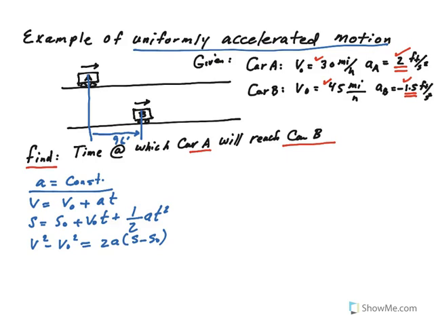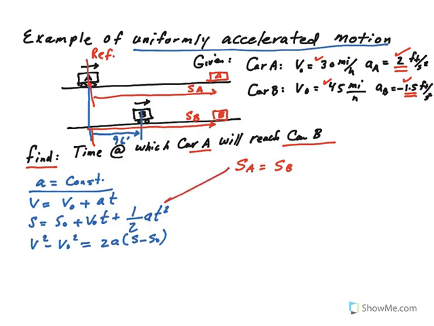So look, when car A gets to car B, they're going to be at the same position. So let's say this is car A now, and this is car B. The position of A relative to a reference is going to be SA. Let's pick this to be our reference, for example. And here's car B, and car B is going to have position SB with respect to the same reference. So in order to solve this problem, we have to set SA equal to SB. And that's how we're going to solve for time. And the equation that you want to use clearly is this second equation right here.